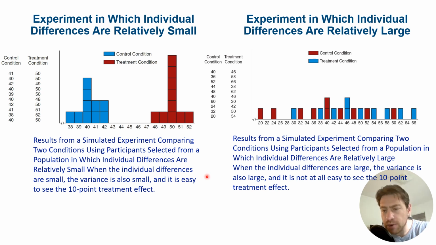And so, from a statistical standpoint, if you were to run your analysis on this data set, there's a good chance that this difference would come out as being significant. Conversely, if you were to run your analysis on this data set, there's a good chance that this difference would not come out significant, even though the treatment is having exactly the same effect in both cases.